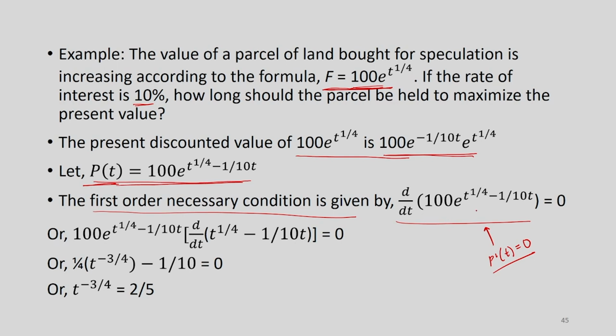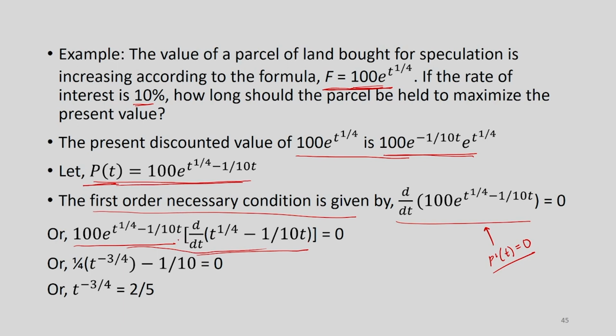Now, we have to simplify this expression, and that is how we have done it. It is an exponential function. So, 100 multiplied by e to the power t to the power 1/4 minus 1/10 t comes out, and then we have to take the derivative of this power. And what is the power? Power is t to the power 1/4 minus 1/10 of t. So, this entire thing, that is the first derivative, should be equal to 0.